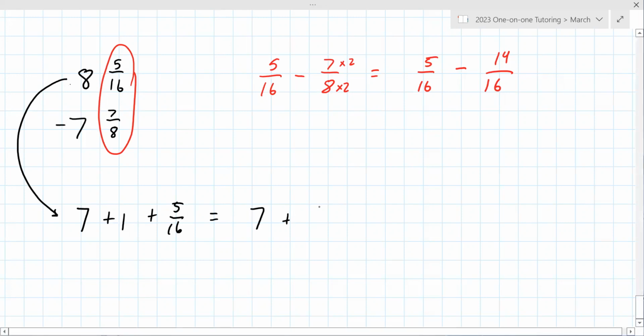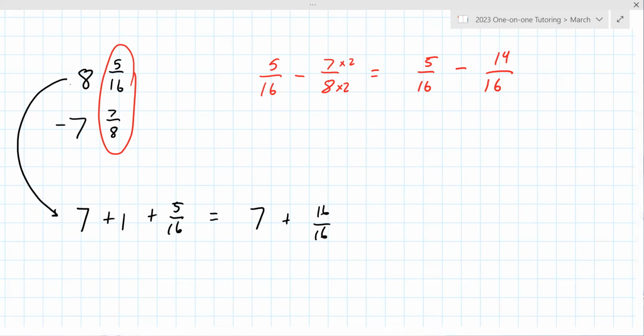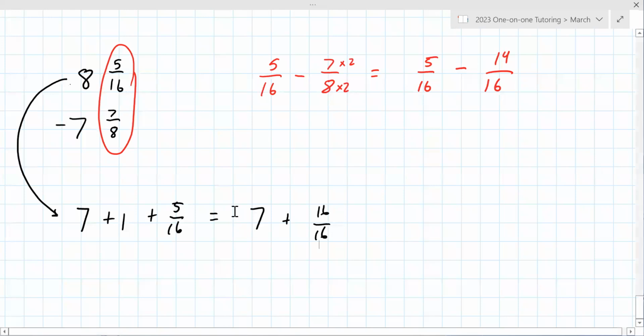So the 1 becomes 16 over 16. Why can I do that? Why is that allowed? Why does the 1 become 16 over 16? It cannot be 1. Right, but why is the 16 okay? It's from this fraction here. Because it's on the bottom. Yes.